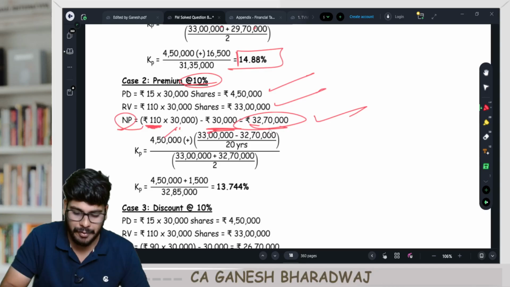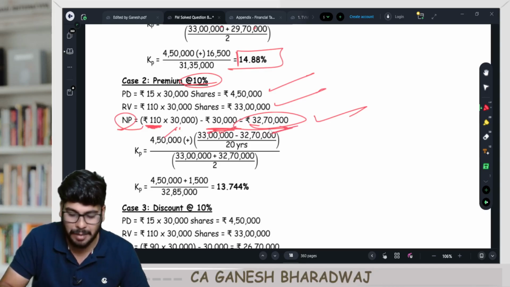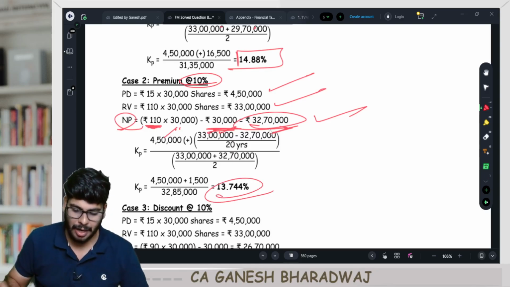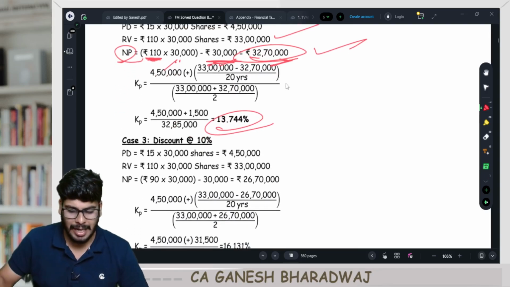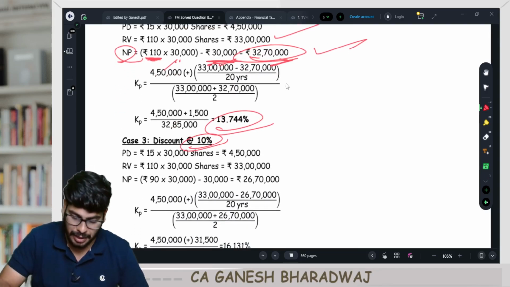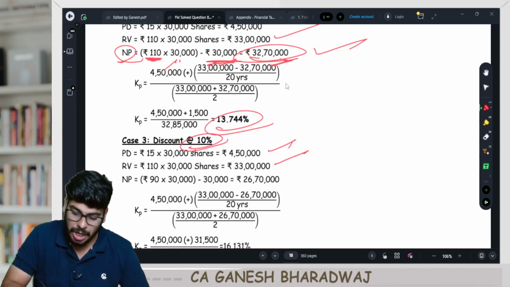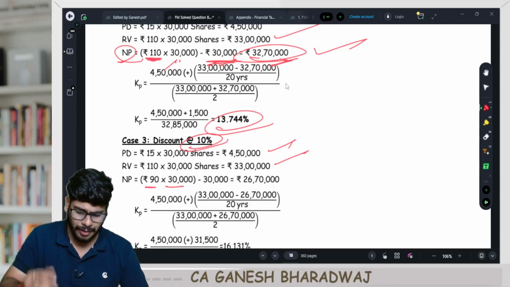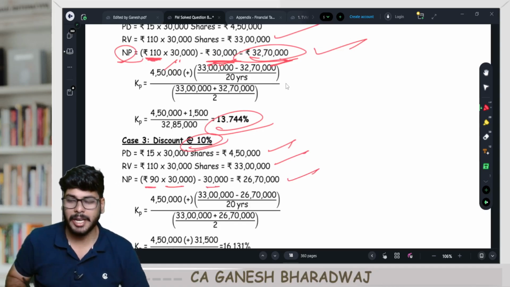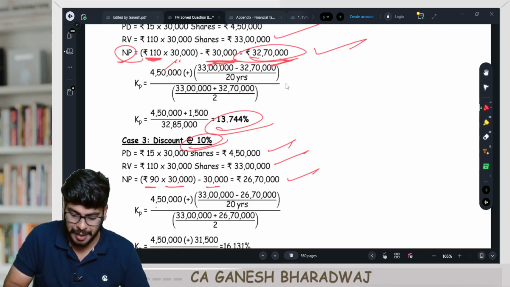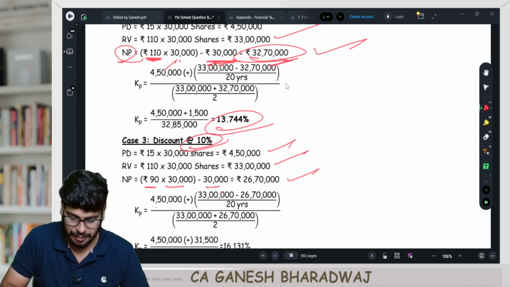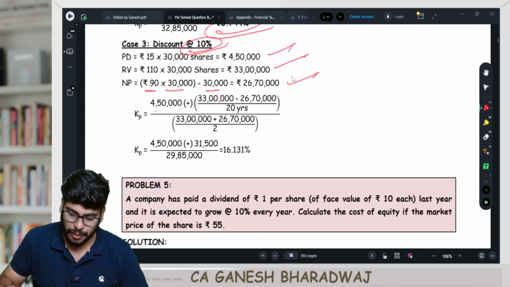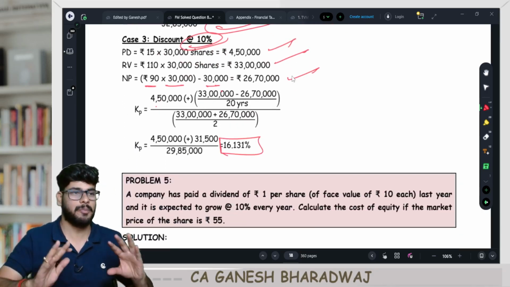Substituted here, preference dividend plus RV minus NP. NP becomes 32.7 lakhs by N, the whole by RV plus NP by 2. Clear with this, guys? You get 13.744%. And similarly, if it's going to be at a discount of 10%, preference dividend and redemption value, no change. Only in the net proceeds you get a change. What is it? 90 into 30,000, minus the 30,000 of flotation cost, you get 26.7 lakhs. So it's 4 lakh 50 plus 33 minus 26.7 lakhs, the whole by 20, the whole by 33 plus 26.7 by 2. So you get a figure of 16.131%.